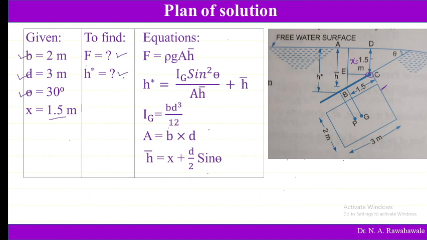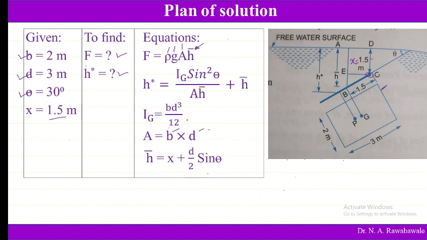So we are asked to find out the total pressure force and the center of total pressure force. To find out the total pressure force, we have derived the equation F is equal to rho g a h bar. Rho is the density of the liquid in which it is submerged, g is acceleration due to gravity, a is the area of the plane, and h bar is the distance of the center of gravity from the free surface. So rho, the density of water, is 1000, g is equal to 9.81. Area can be obtained: area of rectangle is a is equal to b into d.